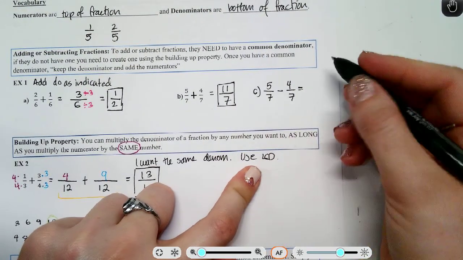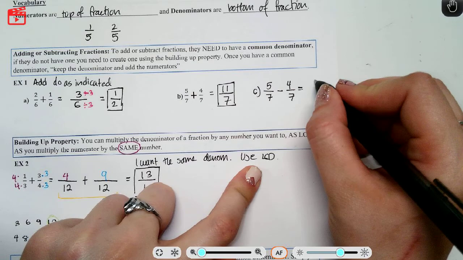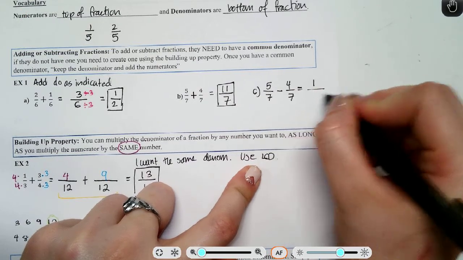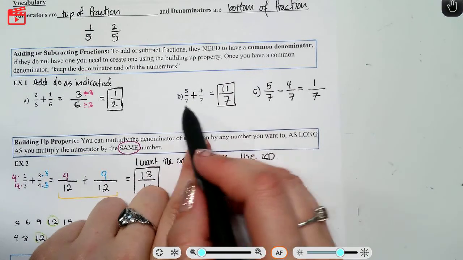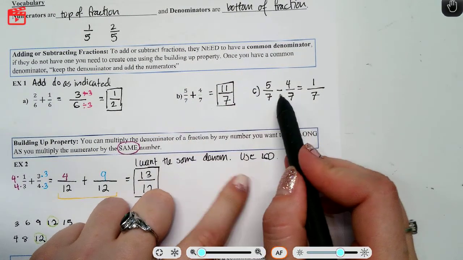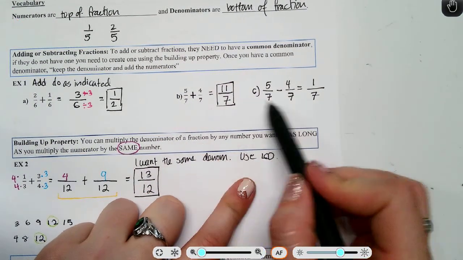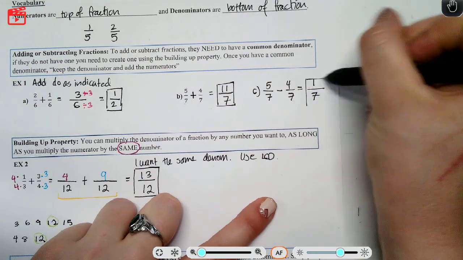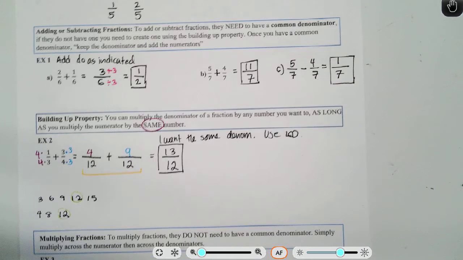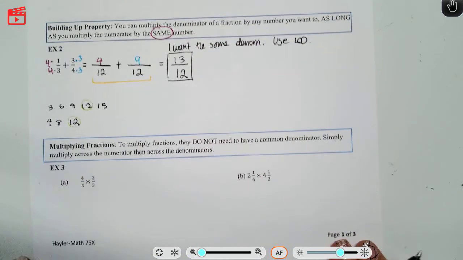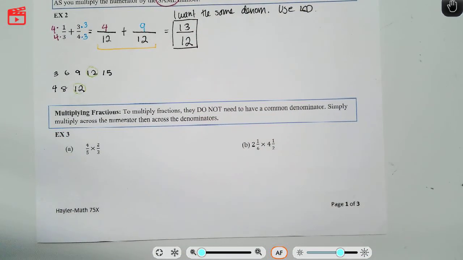Well, 5 minus 4 is going to be 1. Since they have the same denominator, I can just go ahead and keep the denominator. So this problem will work either way with a plus or minus, as long as you have the same denominators. Sorry about that. That was supposed to be a minus sign. We had extra practice. All right, so let's take a look at multiplying fractions.